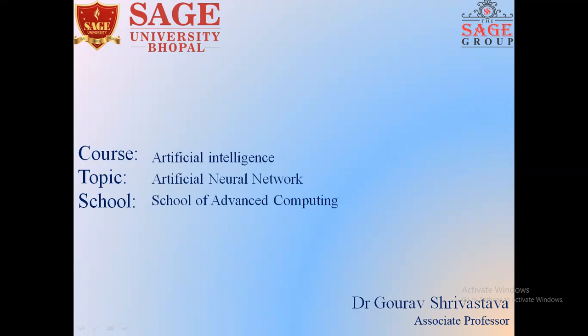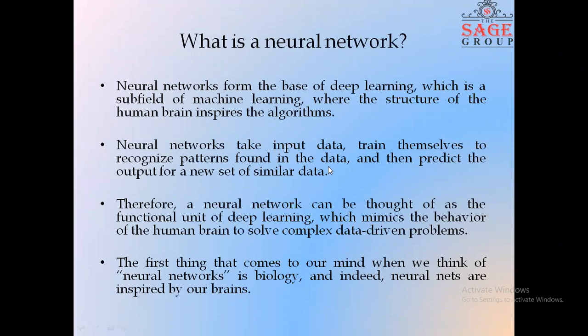Our today's topic is Artificial Neural Network. So before going to the artificial neural networks, first we should know what is a neural network. Neural networks form the base of deep learning, which is a subfield of machine learning, where the structure of the human brain inspires the algorithms. Neural networks take input data, train themselves to recognize patterns found in that data, and then predict the output for a new set of similar data. So this is the procedure in which the neural networks work.